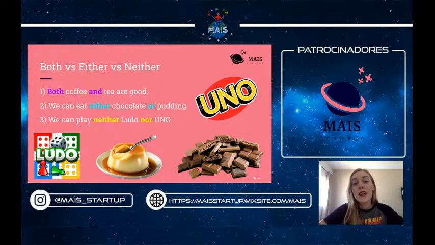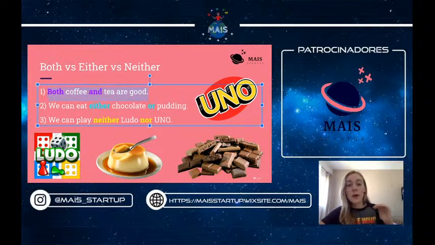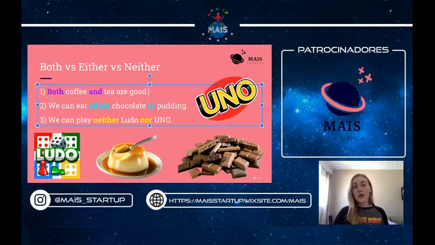So in the first one, we're using both, which means we are talking about the two options we're talking about. So here we have coffee and tea. We're talking about those two options. If I say both coffee and tea are good, I'm saying that coffee is good and tea is good. So if I want to put those two sentences together, I use both and.